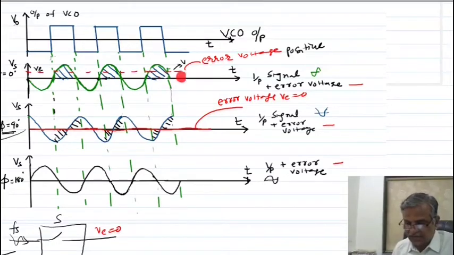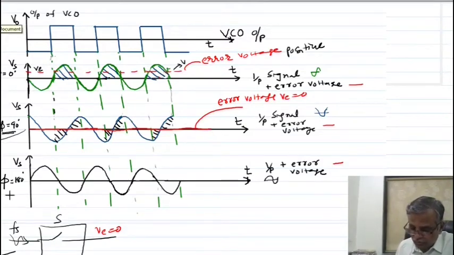So the first diagram shows there is a 0 phase shift between Fs and Fo. The second diagram shows that there is a 90-degree phase shift between Fs and Fo. For a 0 phase shift between Fs and Fo, you will get positive error voltage. For a 90-degree phase shift between incoming frequency Fs and Fo, you will get 0 error voltage at the output of the phase detector.